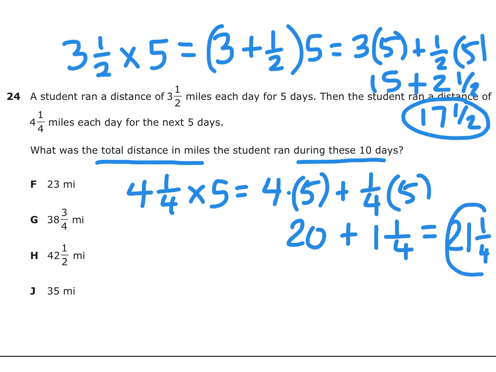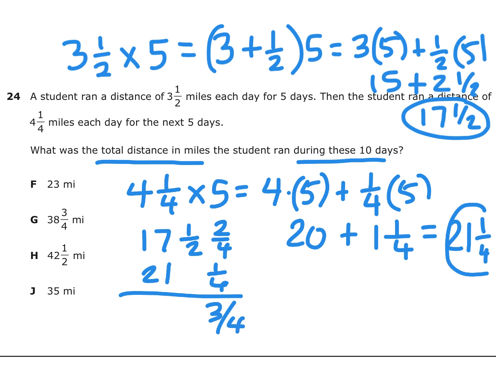So I have to add 21 and 1/4 with the 17.5. So I have 17.5, which by the way is 17 and 2/4, since 1/2 is 2/4. And I'm going to add that to 21 and 1/4. If I add 2/4 and 1/4, that's 3/4. 17 plus 21 is going to be 38. So it looks like the answer should be G, 38 and 3/4.